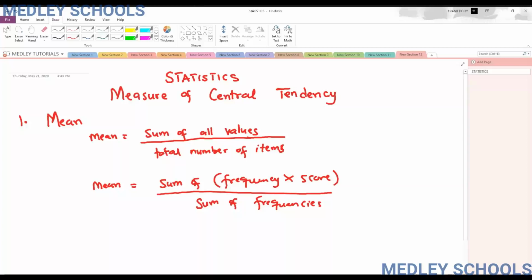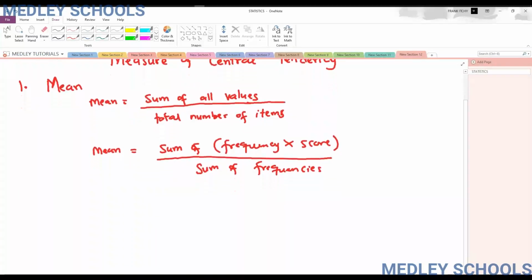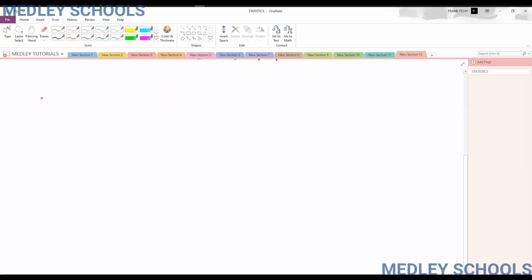That is when we are asked to find the mean on a frequency table. Now, the second item here is the median. The median is the data in the middle, that is the middle number of a particular data. But you must note that you must have arranged the data either in ascending order or descending order. So we can simply say the median is the middle number.